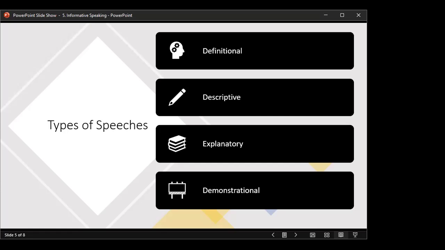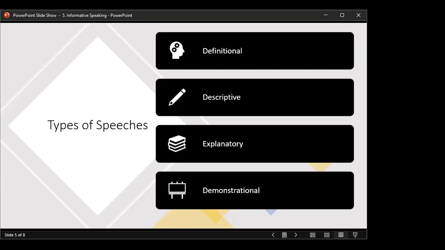Our third type of speech is an explanatory speech. Explanatory speeches are more broad. So if a descriptive speech is very focused, an explanatory speech is going to be less focused. It's going to be zoomed out, right? So we're going to zoom in and then we're going to zoom out. We're getting some distance. We're putting ourselves in that balcony stance. Explanatory speeches are what we would call macroscopic. So they have a larger view.